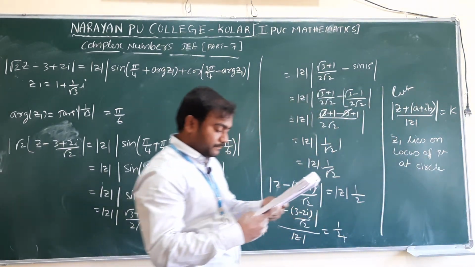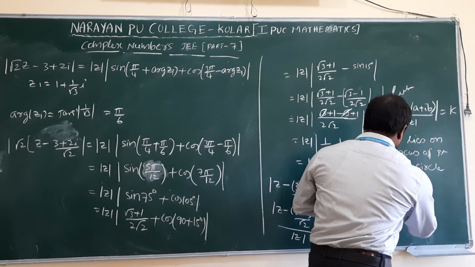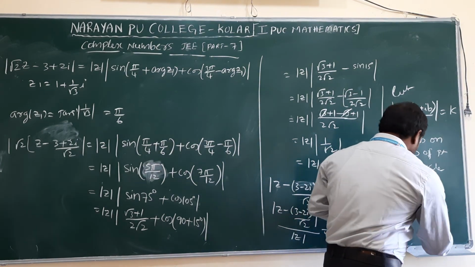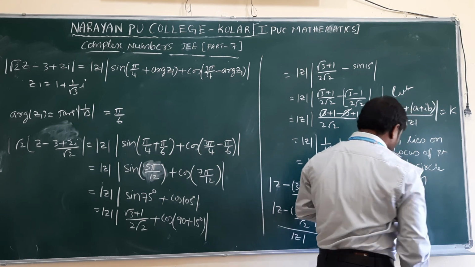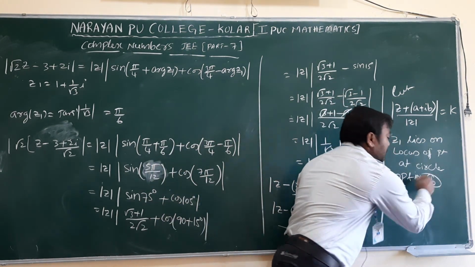Here option A is the correct option. Sorry, option B is the correct option. Option B is the correct option.